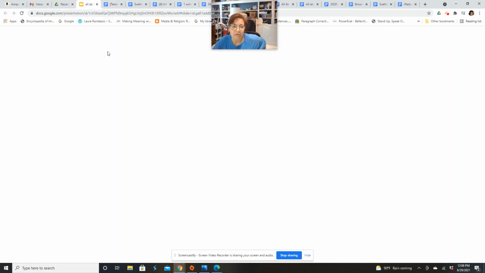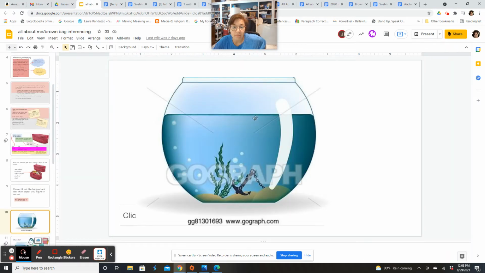So if we look at the fishbowl, we can assume a couple of things, right? It's a circular bowl. It's smallish. It's got all this stuff in the bottom. It's got water in it. It's got these little bubbles. So there are a lot of things that when we look at it, it implies, so we can infer. So what are some things we can infer? We can infer that it's full, first of all.